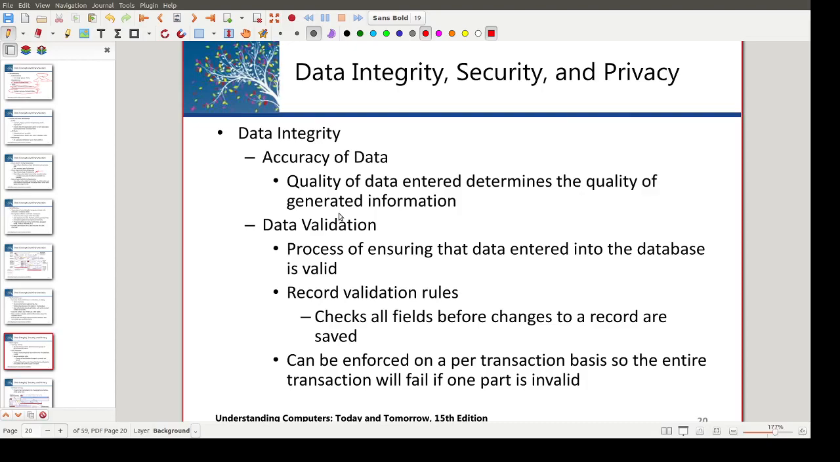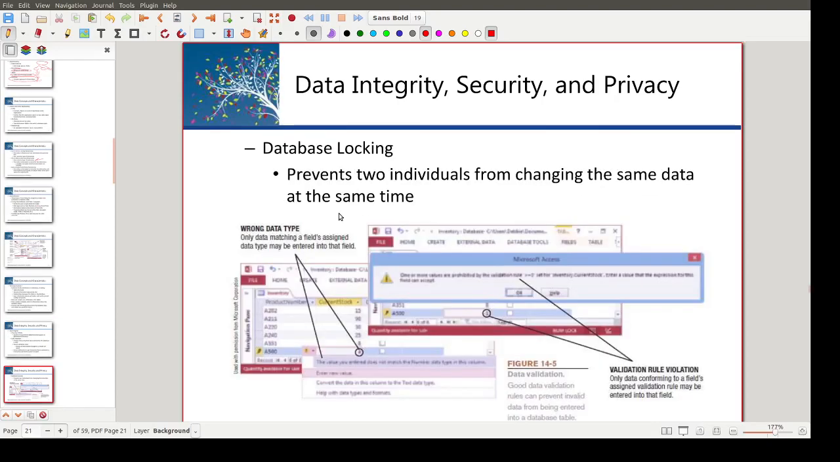So also we care about the data validation process, ensuring that the data entered is valid. For example, if you would like to enter an address and you didn't write the street name, this is not a valid address. So you have to check record validation rules. You have to check all fields before changes to a record are saved. It can be enforced on a per transaction basis, so the entire transaction will fail if one part is invalid. For example, if you are requesting some product from Amazon and you didn't enter the address, this check must be performed, and then it will tell you there is missing information here.